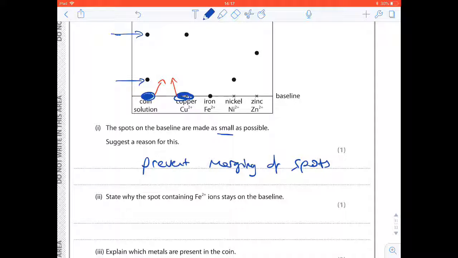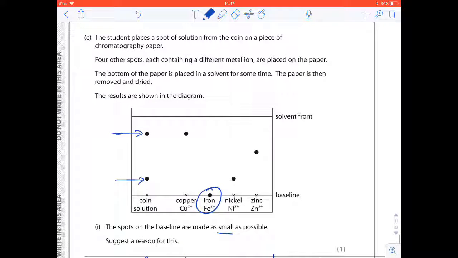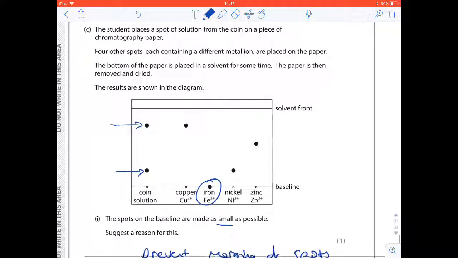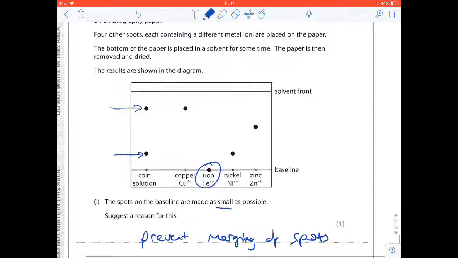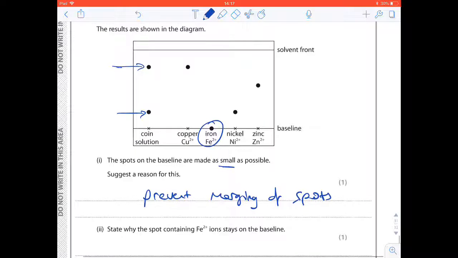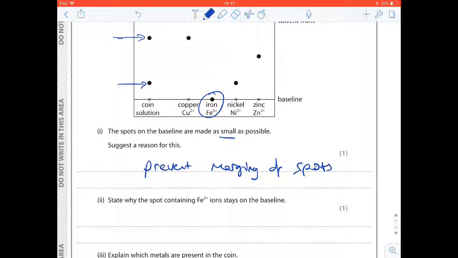The spot containing Fe2+, if we look at it, stays on the baseline here because it hasn't moved at all because it's not soluble in the solvent. In this case, I think the solvent's probably water. Why does the Fe2+ stay on the baseline? It must just be insoluble in the solvent. The spots only move up the filter paper because the solvent is dragging them up, the liquid is making them soak up the paper. But if the spots aren't soluble in the solvent that you're using, they're not going to move at all. So it's just that.